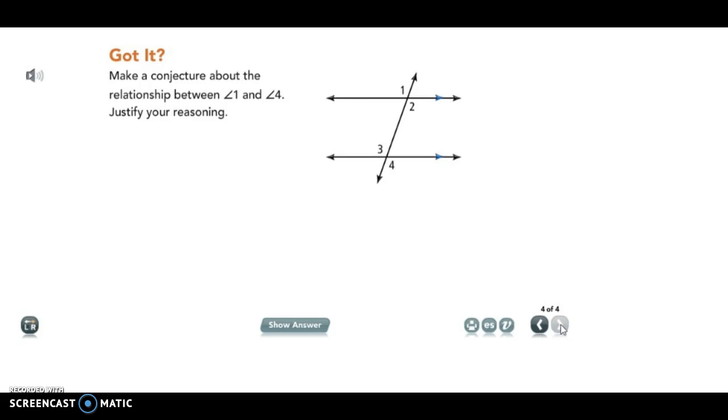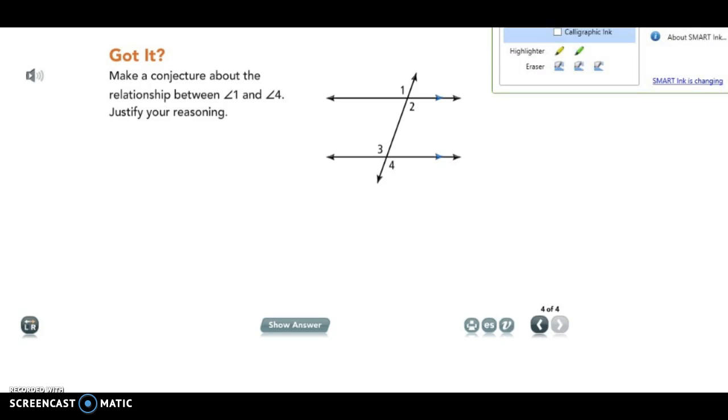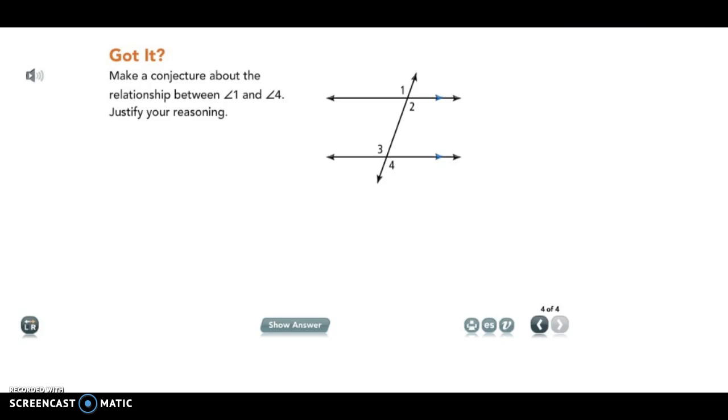Okay, so this one says make a conjecture about the relationship between angle 1 and angle 4 and justify your reasoning. Before we can begin, I want you to go ahead and write one extra note. We need to remember from 7th grade that if you have vertical angles, they are congruent. So they have equal measures.